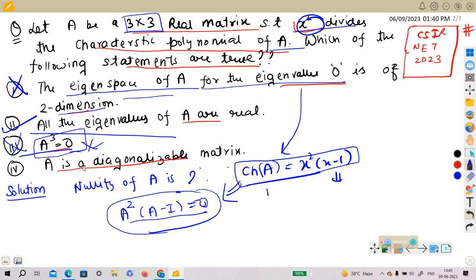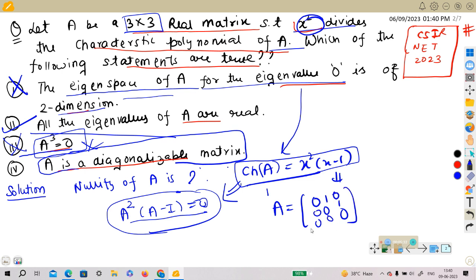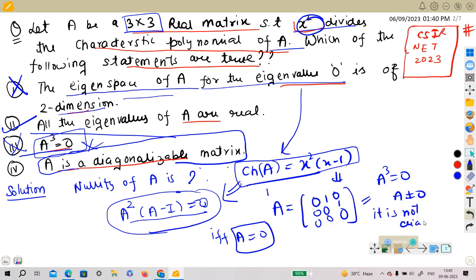Now the last part, and for the last part again the same nilpotent matrix. We know that a nilpotent matrix is diagonalizable if and only if A is equal to 0, but this is not. This is A cube is equal to 0, A is not equal to 0, and it is not diagonalizable. It satisfies all the properties the question asks for. So this is also wrong. The only correct statement is the second part.